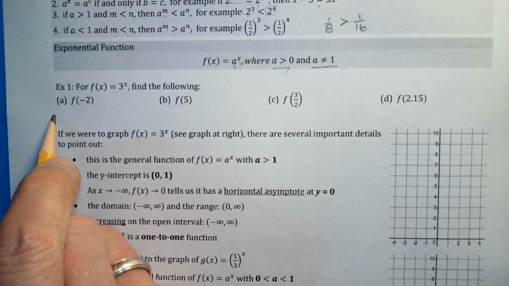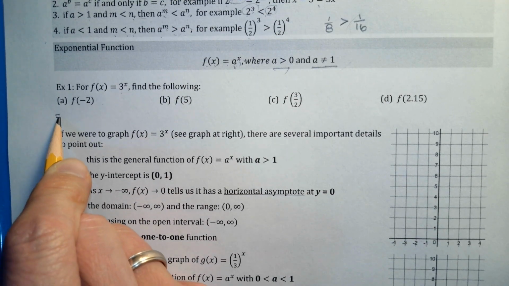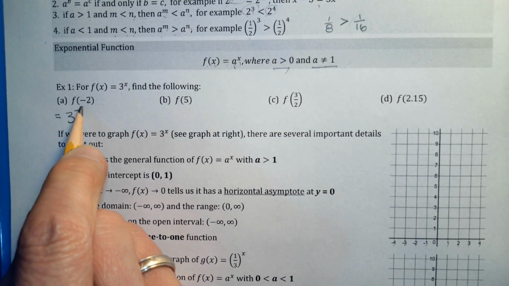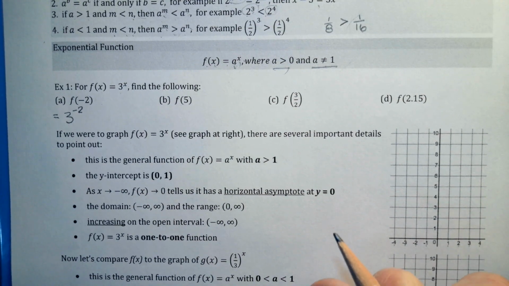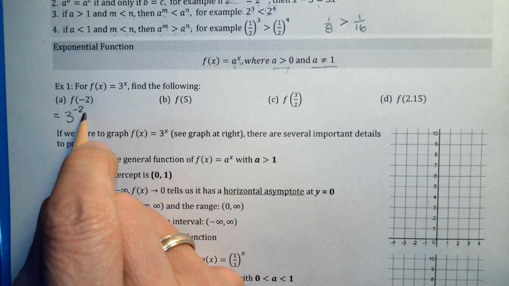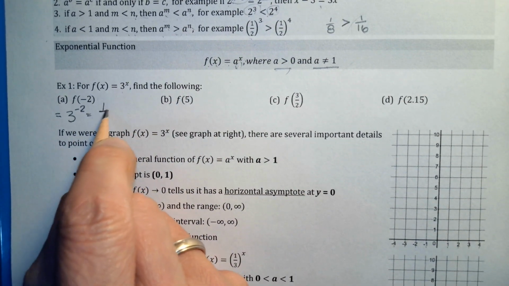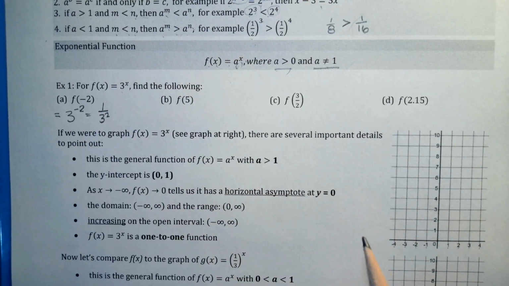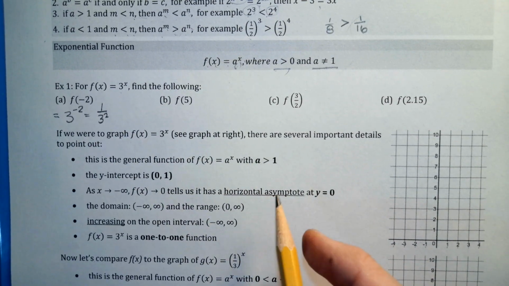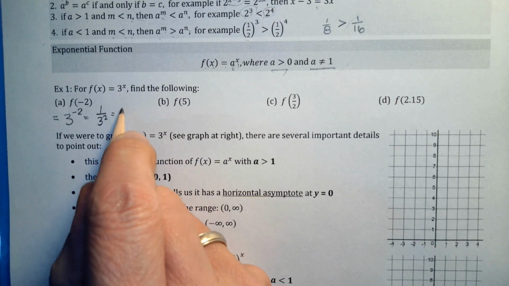All right, so I'm going to go ahead and work through these. So this is going to be 3 raised to the negative 2 power. And you remember a negative exponent means we're just going to take it down. So it's 1 over 3 squared to get rid of that negative exponent. That's just 1 over 9.